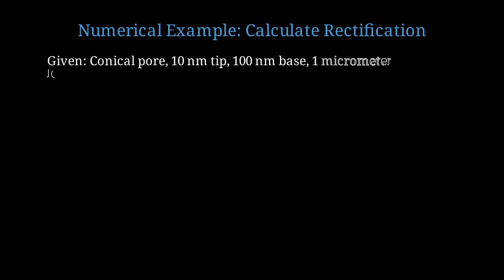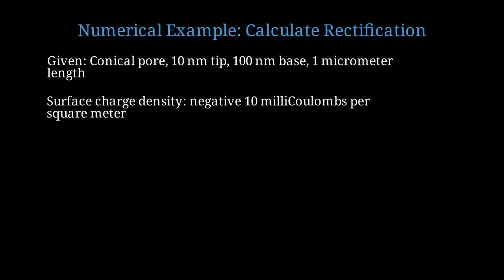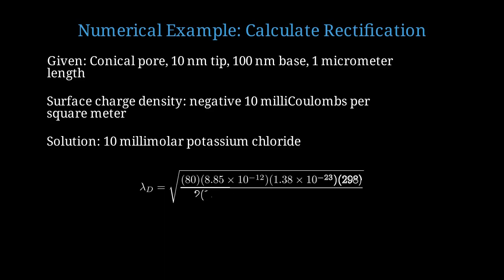Consider a conical nanopore with 10 nanometer diameter at the tip, 100 nanometer at the base, and 1 micrometer length. The surface has negative charge density of 10 millicoulombs per square meter, typical for glass or silica. We fill it with 10 millimolar potassium chloride solution at room temperature. First, calculate the Debye length using the permittivity of water, Boltzmann constant, temperature, and salt concentration.